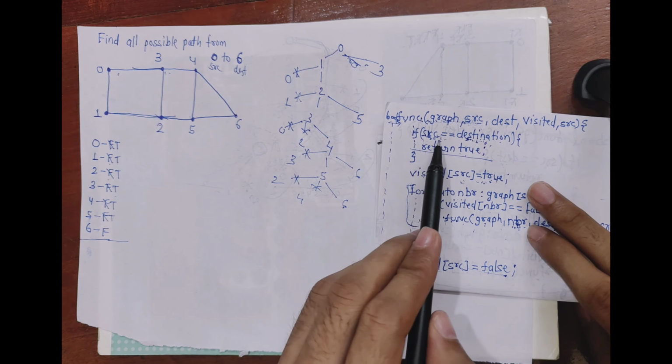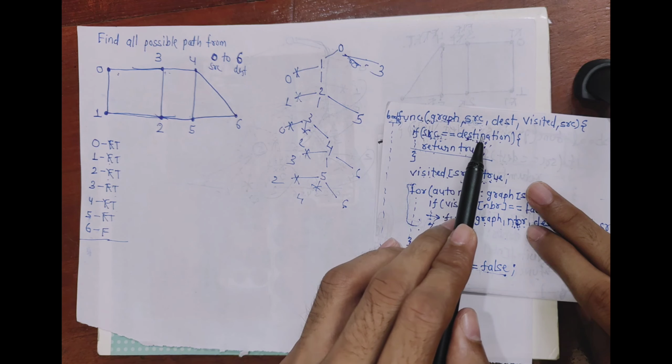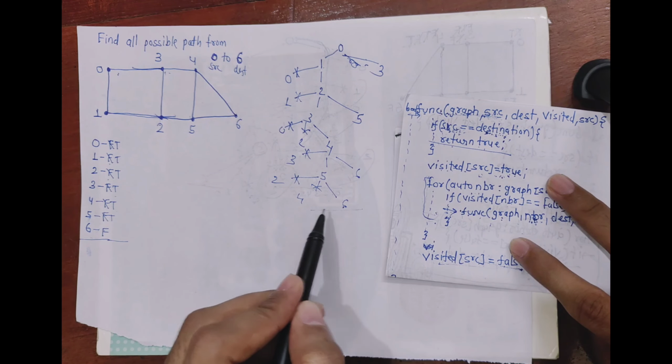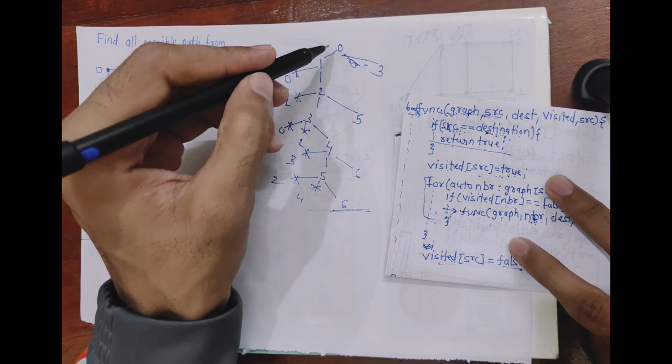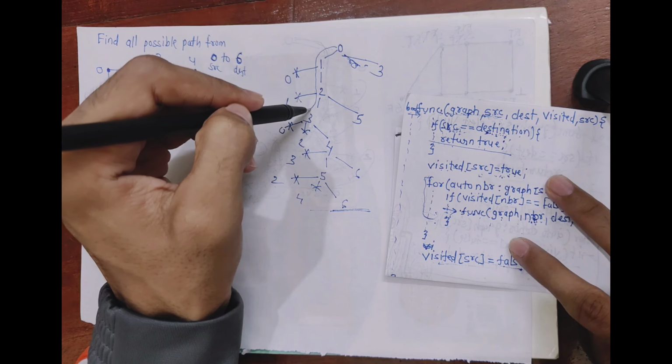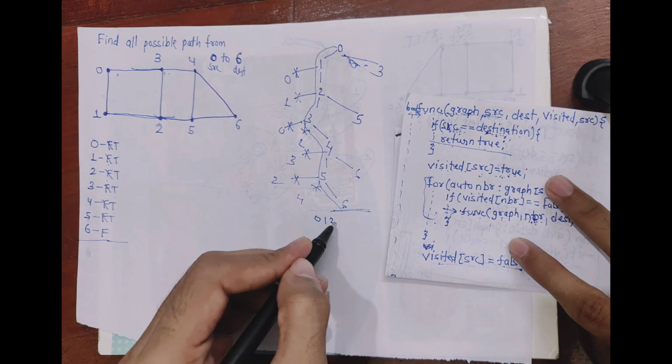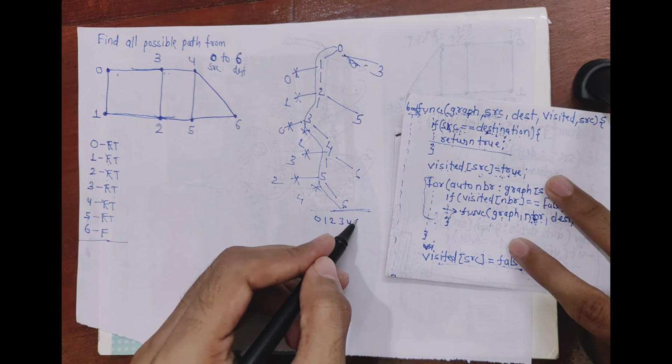So we are at this point. Now 6 becomes equal to 6. We reach the destination. So we got our first path, that is this, right? So 0, 1, 2, 3, 4, 5 and 6.